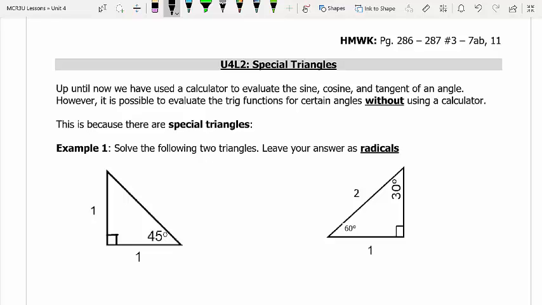In today's lesson, I'm going to show you that it is possible to solve the trig functions for specific angles without using a calculator. The reason we can do this for certain angle values is because of these two special triangles. So you are going to be required to memorize these two triangles. In our first triangle, it is an isosceles triangle because we have two sides that are both 1. And we learned in previous units that the angles underneath the equal sides are also equal. So this is 45 and so is this.